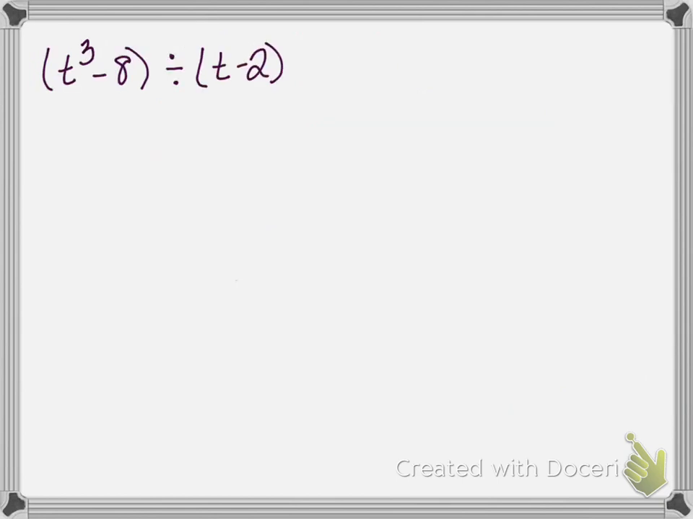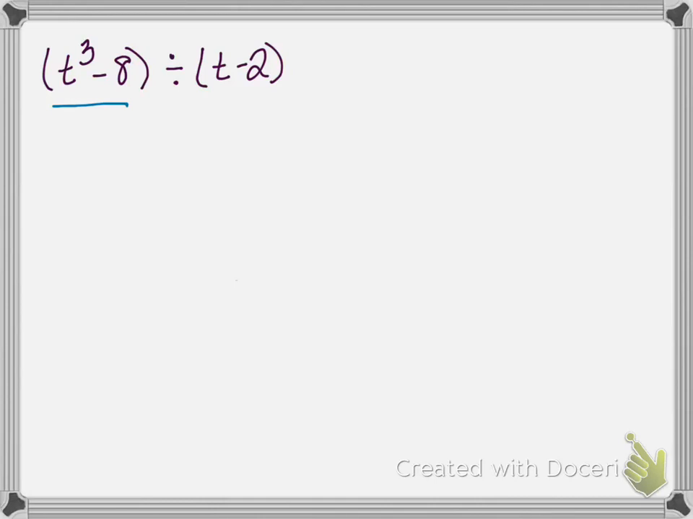Okay. t to the third minus 8 divided by t minus 2. I want you to start by looking at this t to the third minus 8. What do you notice that's different about that compared to the other two problems that we've done? It is raised to the third power. Excellent. That is definitely something that is different about that. What else?